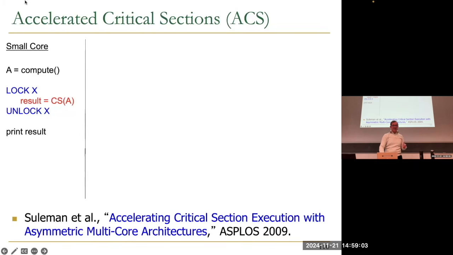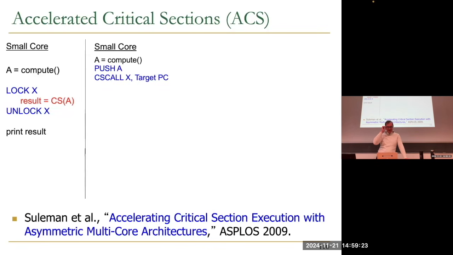So this is what's executed in a small core lock. You acquire the lock, you execute the critical section with some input data that could be generated in a non-critical section, and then once it's done, you unlock and then print the result. This is one example, right? Now, what small core does in the accelerated critical sections model is, this is one way of doing it. There could be other ways.